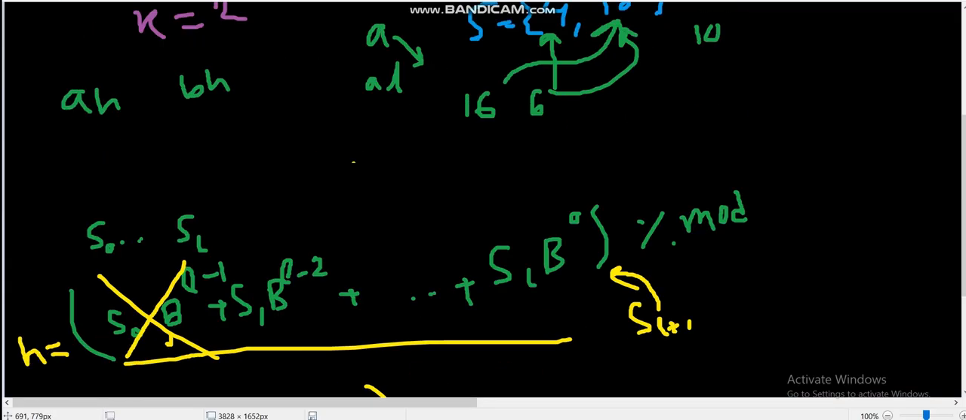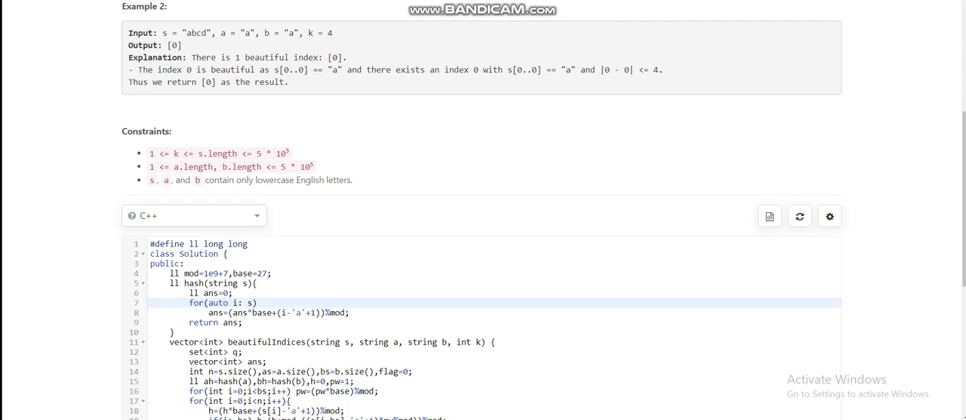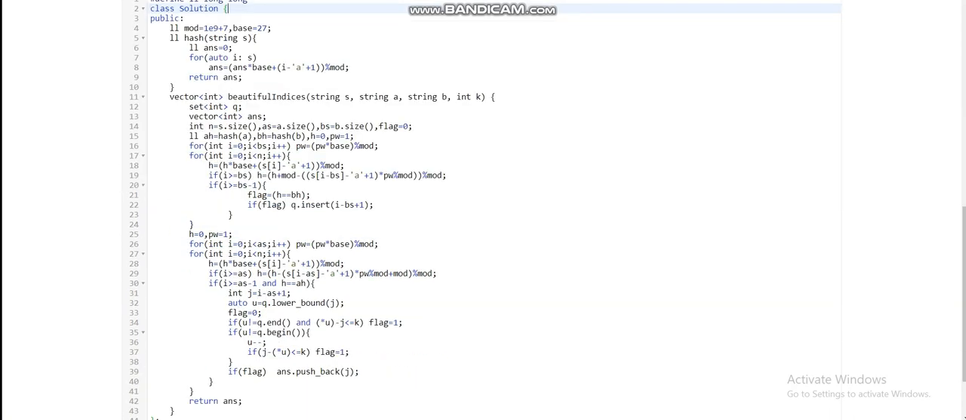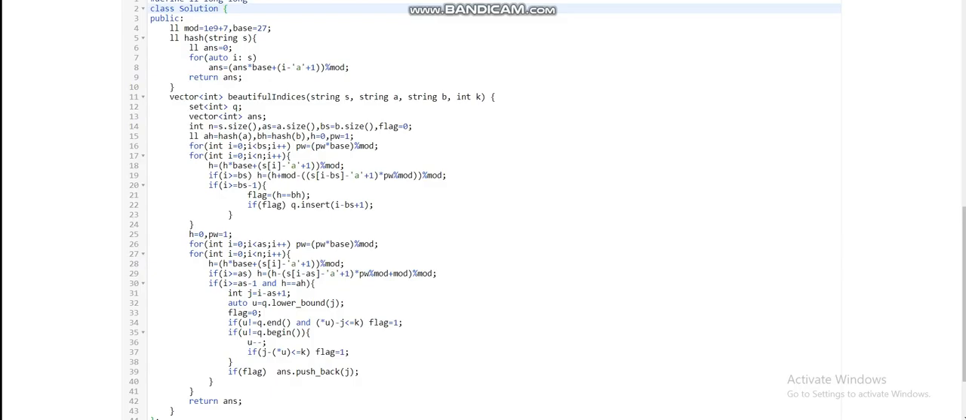Okay. So here the hash base I have taken as 27, or you can take any other big integer, and our modulus I have taken is 10 to the power 9 plus 7, right? Now this part I have already explained. Here you can see we are multiplying a0 by b to the power l. So here pw will store our b to the power l, right? pw will store us b to the power l.